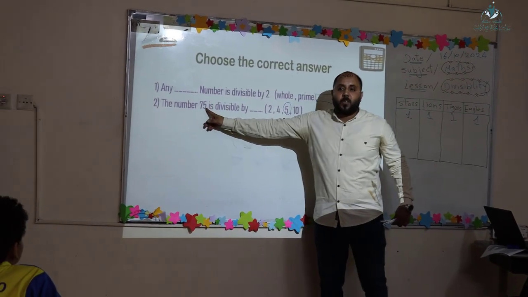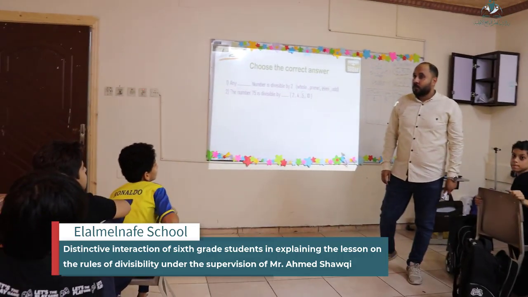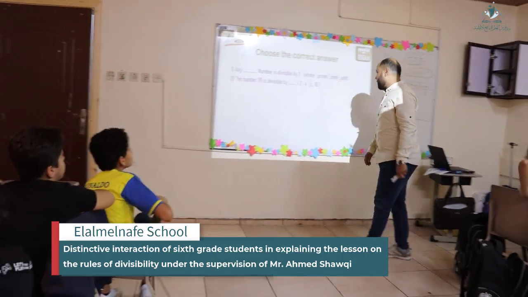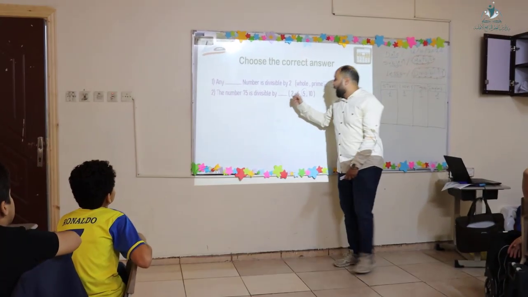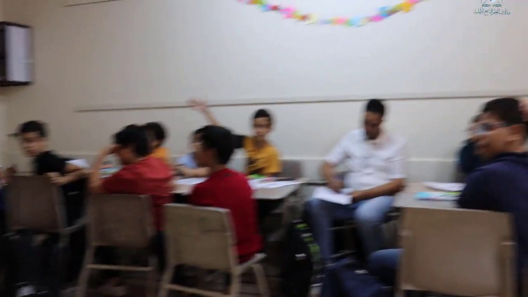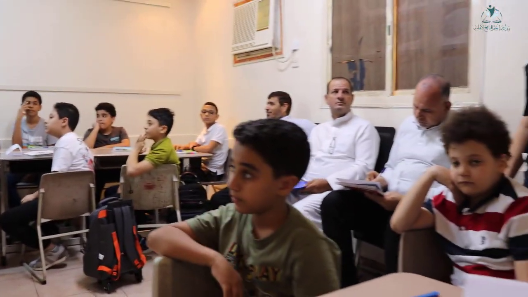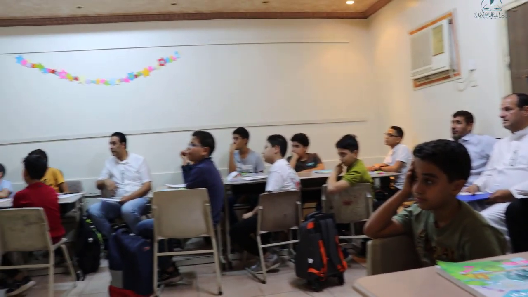Why is this number not divisible by 10? Yes, Muhammad. Because its ones digit is not 0. Yes, excellent, Muhammad. Here the ones digit is not 0, so it's not divisible by 10. Why is this number not divisible by 2? Yes, Anas. Because the ones digit is not an even number. Yes, 5 is not even, it's an odd number. So it's not divisible by 2.